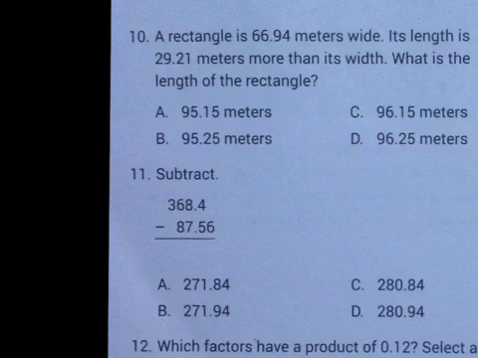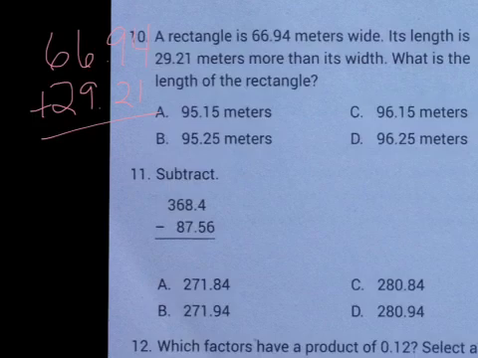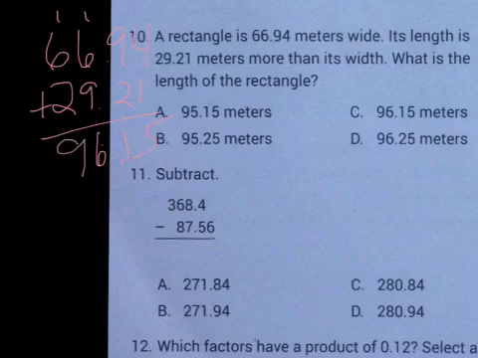Okay, so let's look at number 10. Number 10 reads, a rectangle is 66.94 meters wide. Its length is 29.21 meters more than its width. What is the length of the rectangle? Okay, 4 plus 1 is 5. 9 plus 2 is 11. 6 plus 1 is 7, plus 9 is going to give us 16. So 6 plus 1 is 7. 8 and 9. So we have 96.15. So number 10 is C.